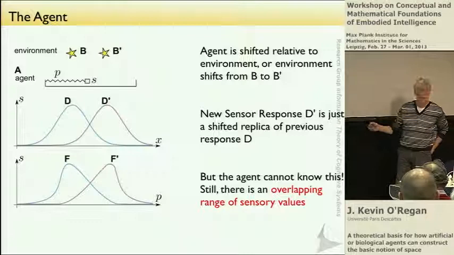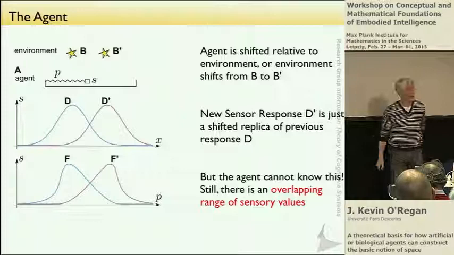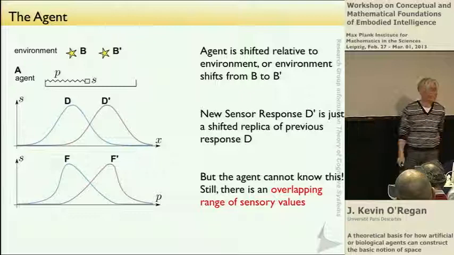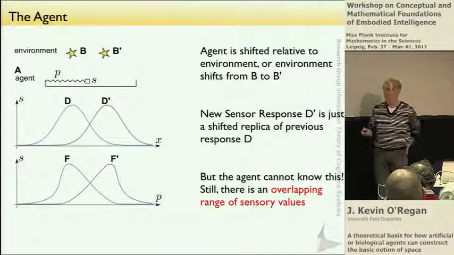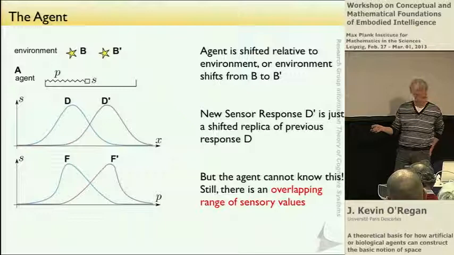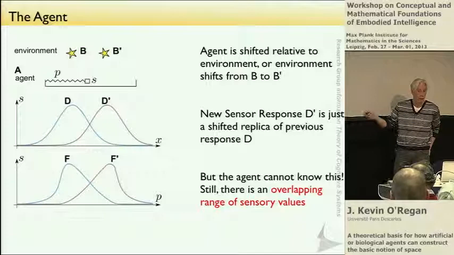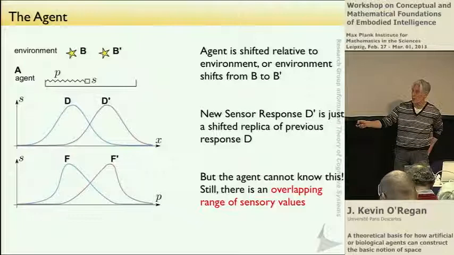And we know that the new response, D prime here, is just a shifted replica of the previous response, D, because it's just determined by the relative spatial location of the sensor to the environment. But again, unfortunately, the agent cannot know this because it has no notion of space, and it's measuring proprioception and not physical space, and proprioception is a completely unknown function of space, nonlinear. So what the agent may measure is something quite different, and it's not parallel at all to what it measured previously. How can it make sense of this?